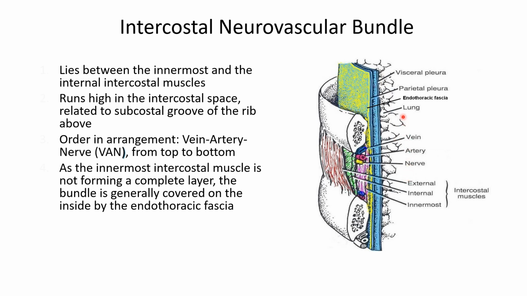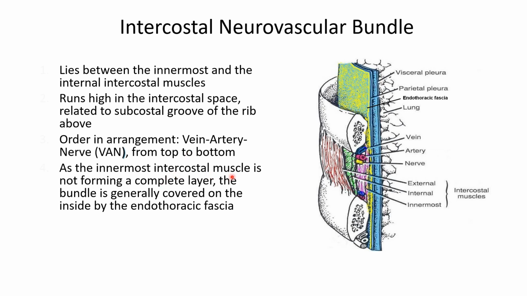What about the neurovascular bundle in the intercostal space? It lies between the internal intercostal and innermost intercostal. It runs high in the intercostal space and it is related to the costal groove or subcostal groove of the rib above. And the order of arrangement from above downwards is the vein, artery and nerve.